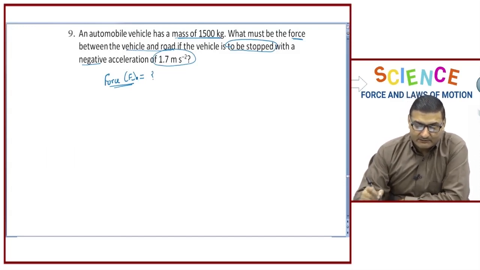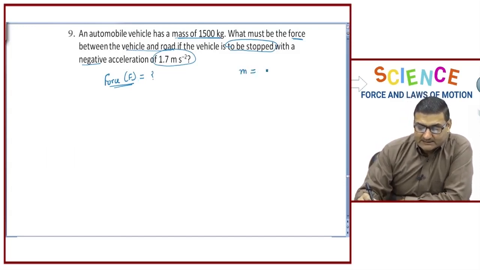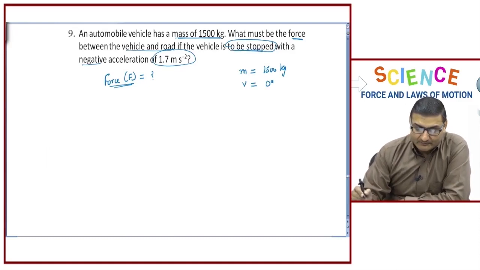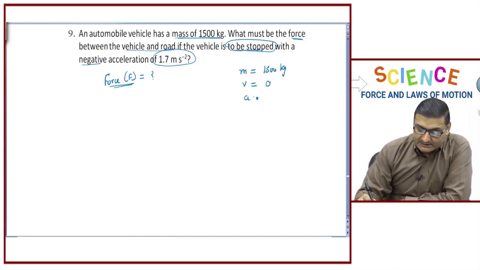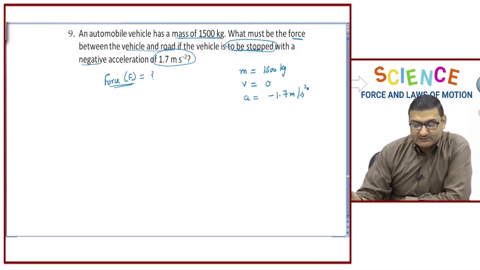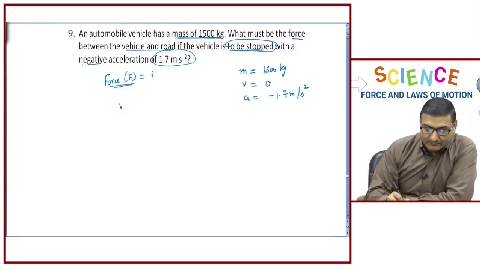Now what all is given to us in the question is, the mass is given to be 1500 kilogram, correct? The vehicle has to be stopped, means in the question V is given to us to be 0. Acceleration is given to us to be minus 1.7 meter per second square. Now we have to calculate the force.